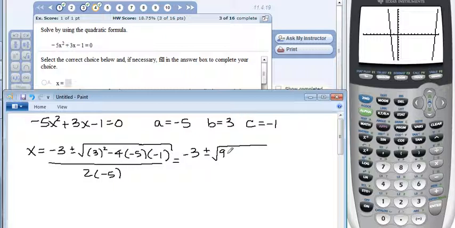All right, so I'm subtracting, and I've got 4 times 5, which is negative 20. Negative 20 times negative 1 is a positive 20. And 2 times negative 5 is negative 10.